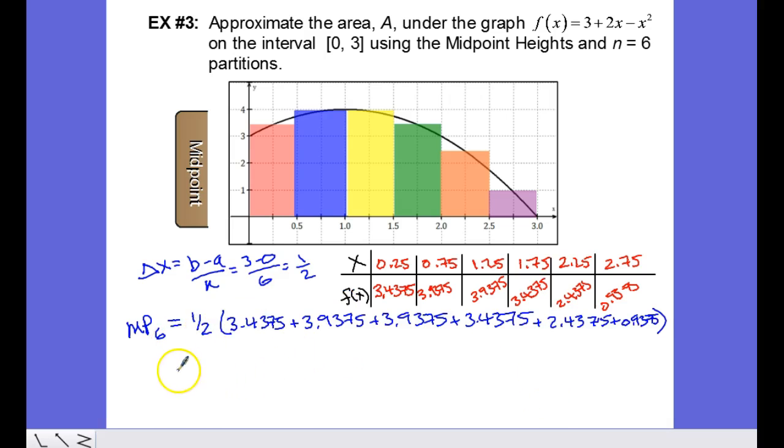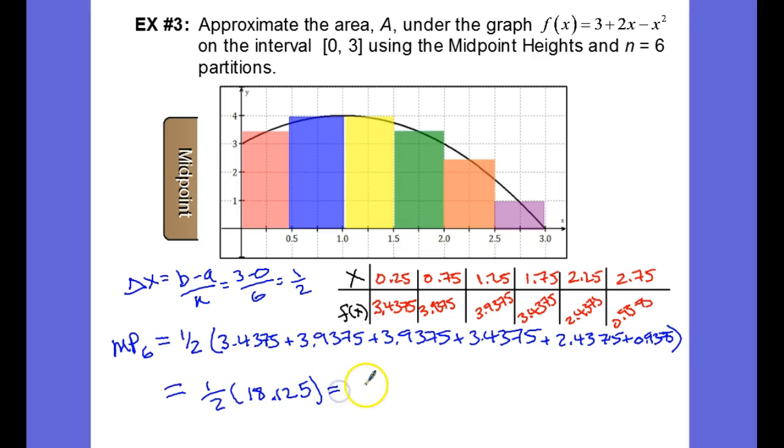Alright, and calculating this, we get 1/2 times 18.125, so 18 1/8, and this is going to be 9.0625.